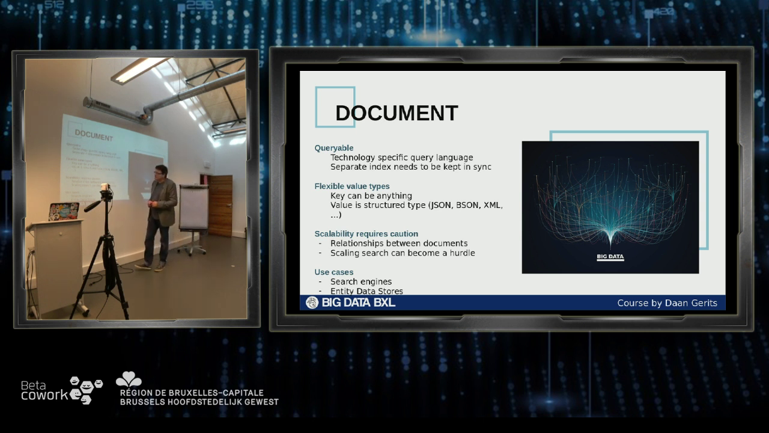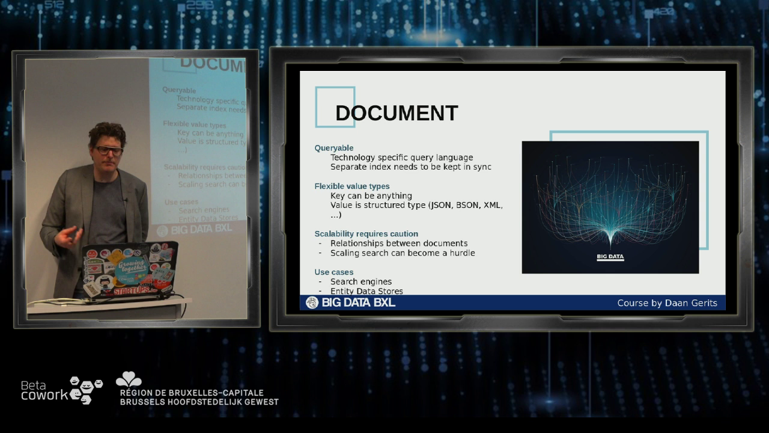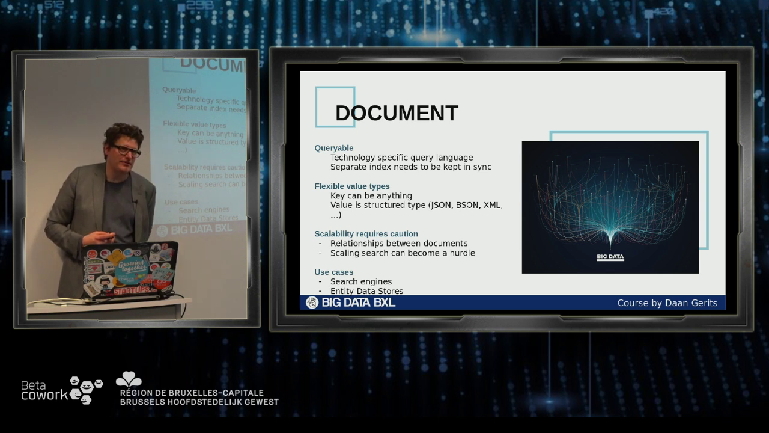Now, what you get in return is a store where you can have any kind of key again, but your value is a structured type, which can be JSON, XML, BSON, which is a binary variant of JSON, or anything else. I've seen people put CSV in there. Please don't. It's not a good idea. But scalability requires caution. It isn't as easy to scale this as it was with a regular key value store. You might have relationships between documents, although you try to limit that as much as you can.